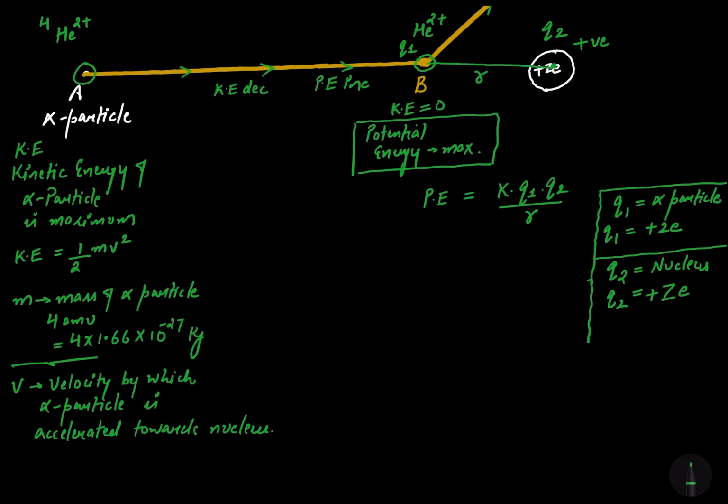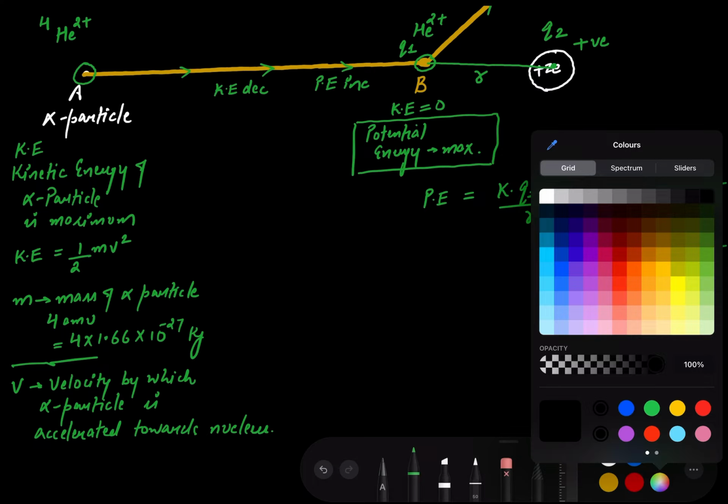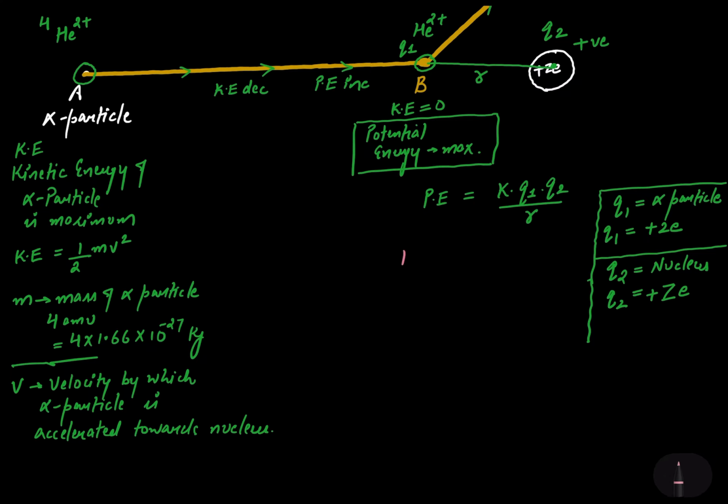Now let's put this thing in the potential energy. Potential energy comes out to be K times Q1, the charge of the alpha particle, which is plus 2e, times Q2, the charge of the nucleus, which is plus Ze, divided by small r. So potential energy comes out to be 2KZe square divided by small r. So that's my potential energy.